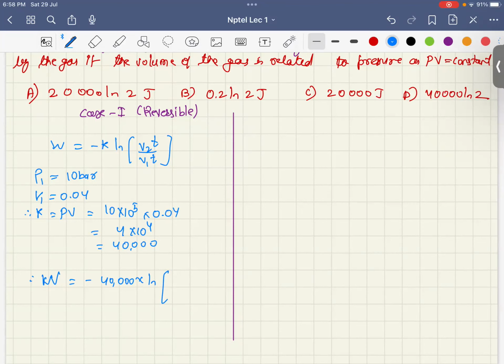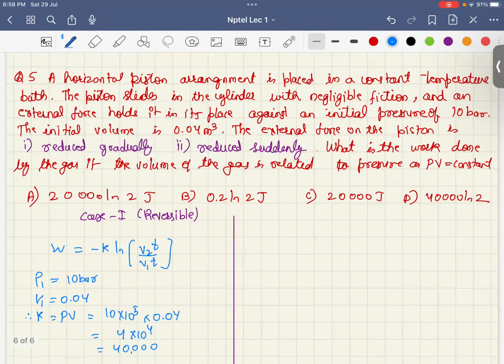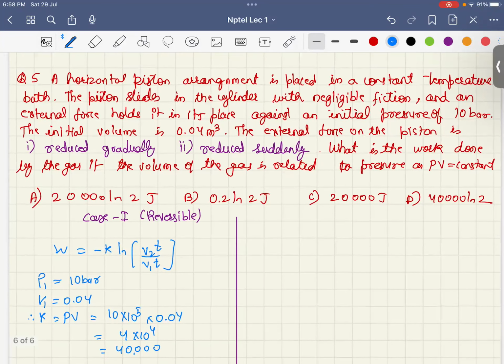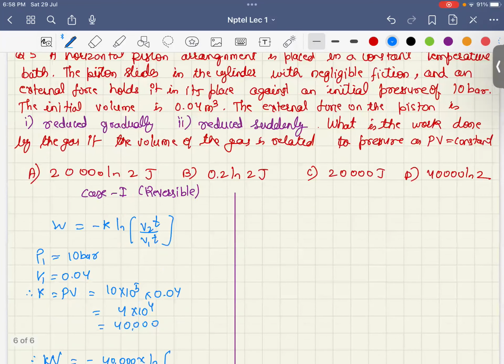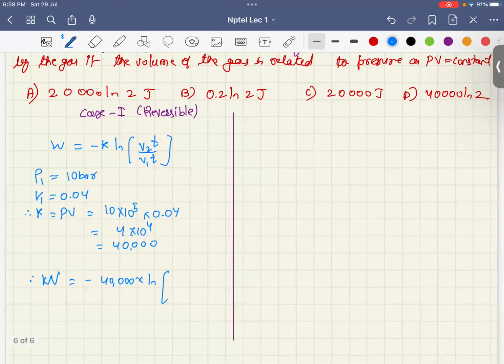what is the final volume? The final volume is 2 times V1, so V2 by V1 is 2, right? Therefore W is nothing but 40,000 ln 2, right? So for the first case, the answer is going to be option D, right?